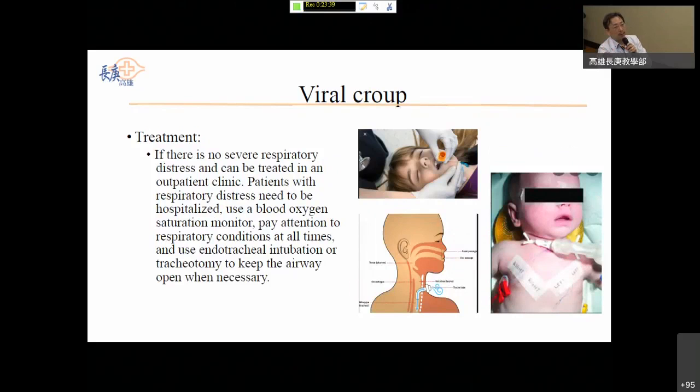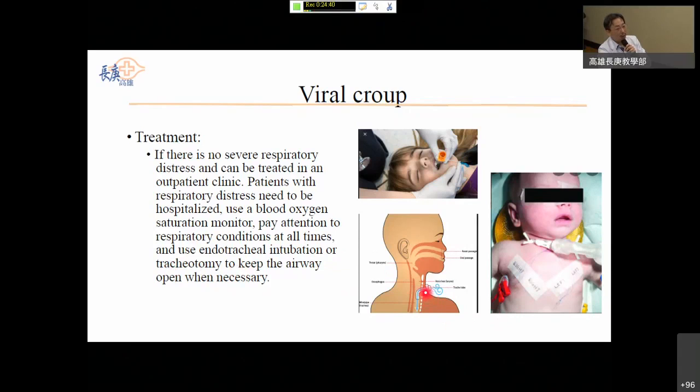For the treatment of viral Croup, mostly it can be treated in an outpatient clinic, okay? But sometimes when it gets very serious, it might need the use of endotracheal intubation. We have to put a tube into the trachea to help the child to breathe. And even when the trachea, the larynx and the vocal cord are so swollen, there are chances that we might do a tracheostomy to keep the airway open, because the vocal cord is so swollen that we cannot even put in an endotracheal tube.